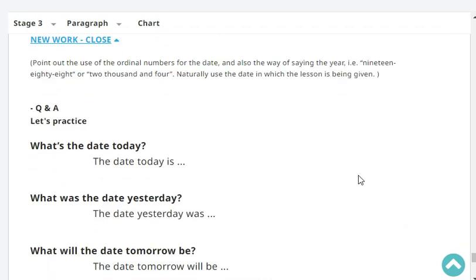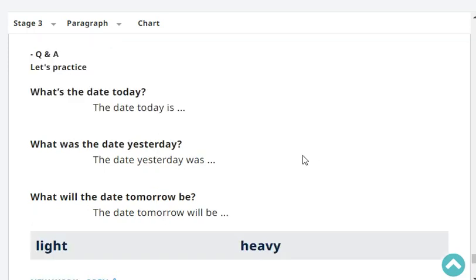What's the date today? The date today is the 2nd of August, 2023. Very good. What was the date yesterday? The date yesterday was the 1st of August, 2023.